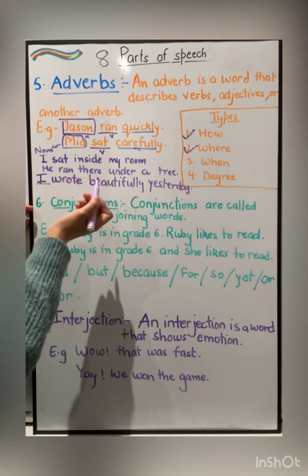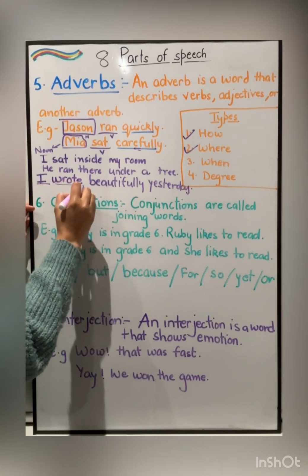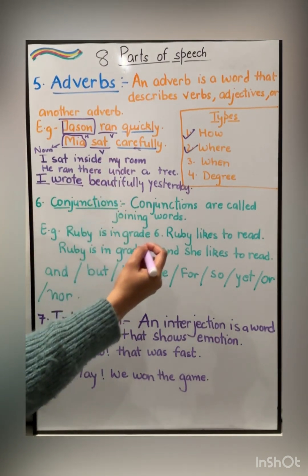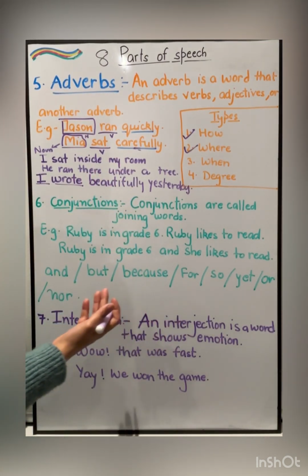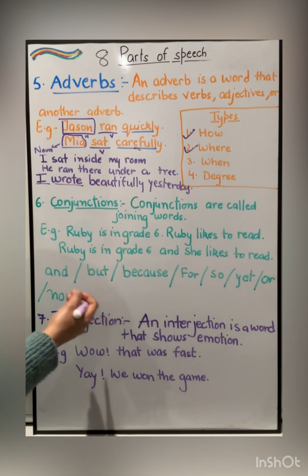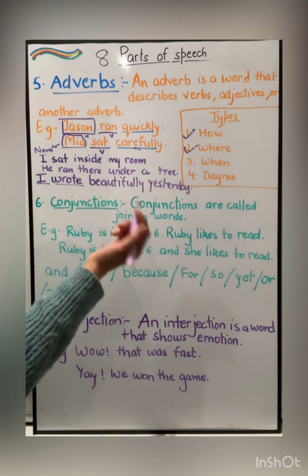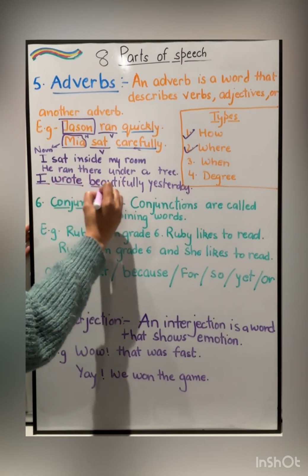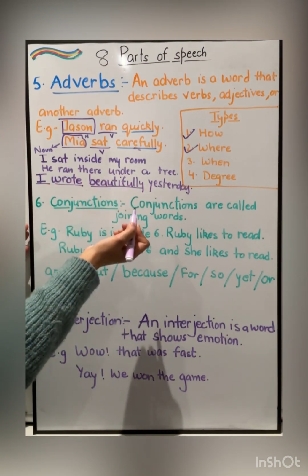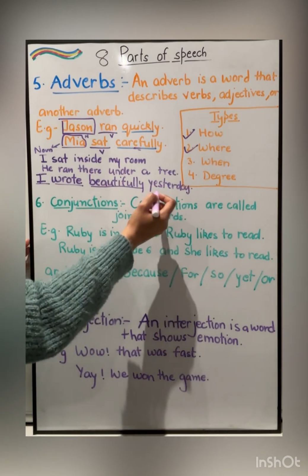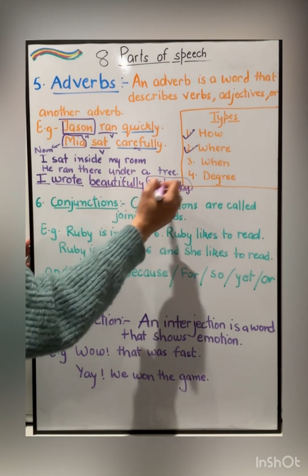I, your pronoun, wrote, your verb. How did I write? Now, by saying writing, I'm not saying it could be handwriting as well, but I mean like writing a book, a poem, a story, fiction. I wrote beautifully. How did you write? How was the action done? Beautifully. When was the action done? Yesterday.